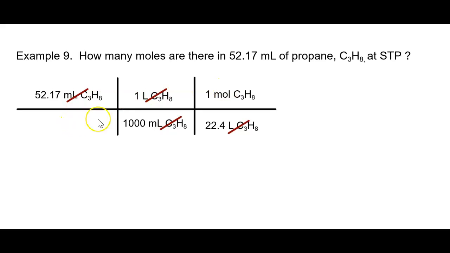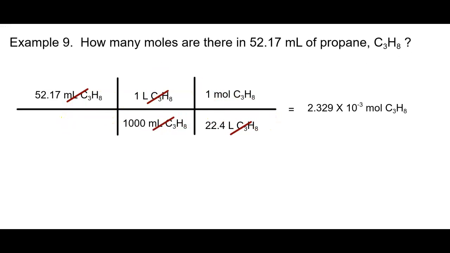Now we're going to multiply across the top, multiply across the bottom, and divide the two numbers. And we get this value here with sig figs. Now, if we're not doing sig figs this year, some years we will, some years we haven't, just get your answer as close as you can to mine.